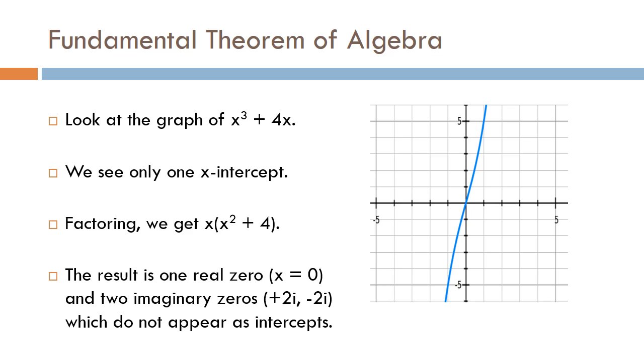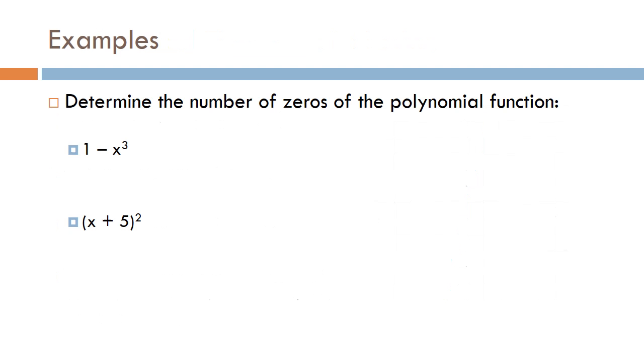But when you add the multiplicities together and you add in the imaginary zeros, you will get the same number of zeros as the highest power. Now this is pretty simple. All you have to do is tell me how many zeros the function will have. You don't have to tell me what they are, just how many. Pause the recording, try these, and then resume to check your answer.